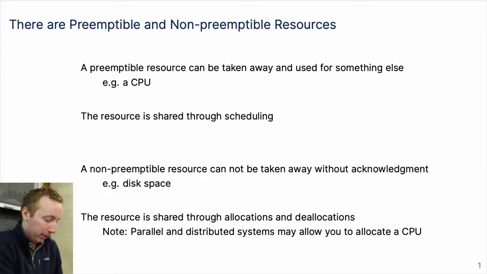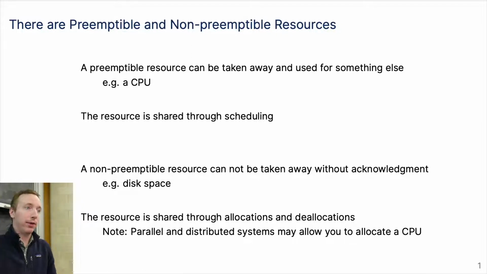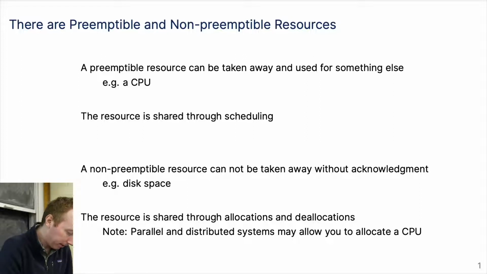A resource that is preemptible, you can share through scheduling, so make sure everyone gets a turn, essentially. While a non-preemptible resource cannot be taken away without at least some sort of acknowledgement, otherwise some things might go bad. For example, disk space. I can't share a hard drive. I can allocate space for it, so I could say, hey, you can have a 4 gig file, you can have a 4 gig file, but every single process cannot share an entire hard drive. You can't just swap it back and forth. Non-preemptible resources would be shared through something like allocations and deallocations. So, hey, I need space for a file, and then, hey, I'm done with the file, I can delete it, and then you can go ahead and use it for something else.